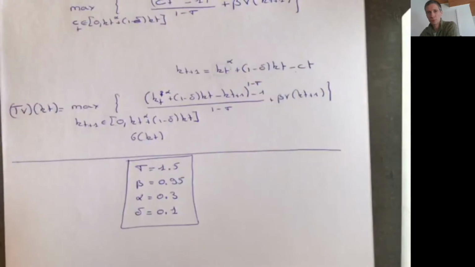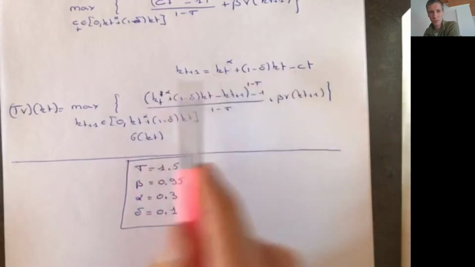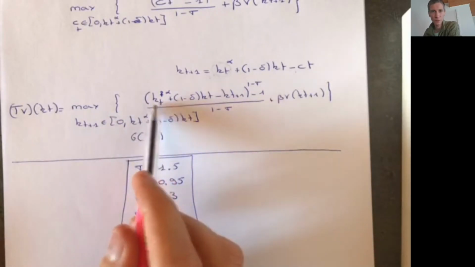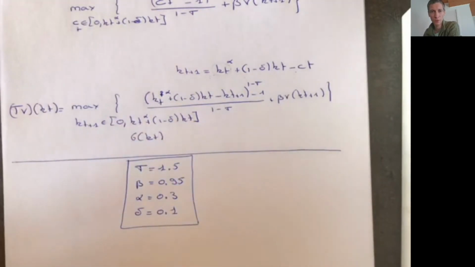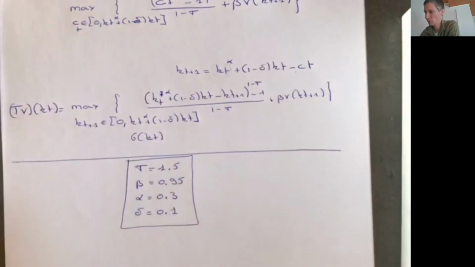In order to get this model running, I need to write some functions, first to compute this one here. Next, I need a function to compute the maximum for a given kt. I need to compute the optimal kt plus 1. I have to do this for every kt, and then I have to iterate again and again. I'm going to use Julia, but you can also do this in other programming languages. It's very similar.